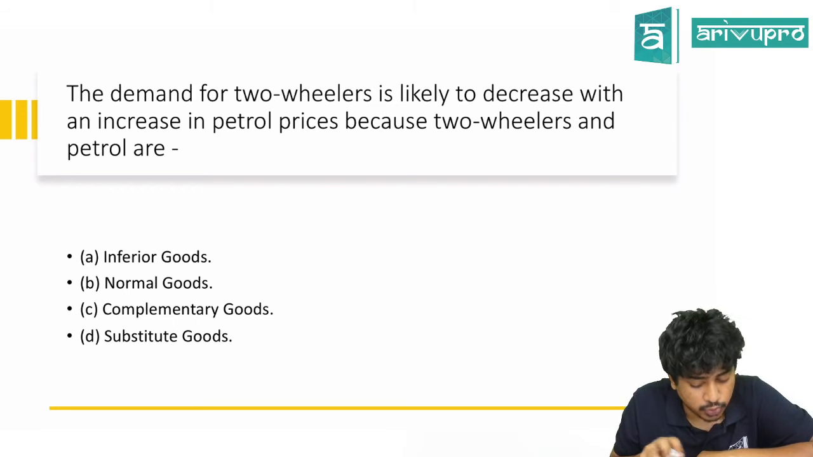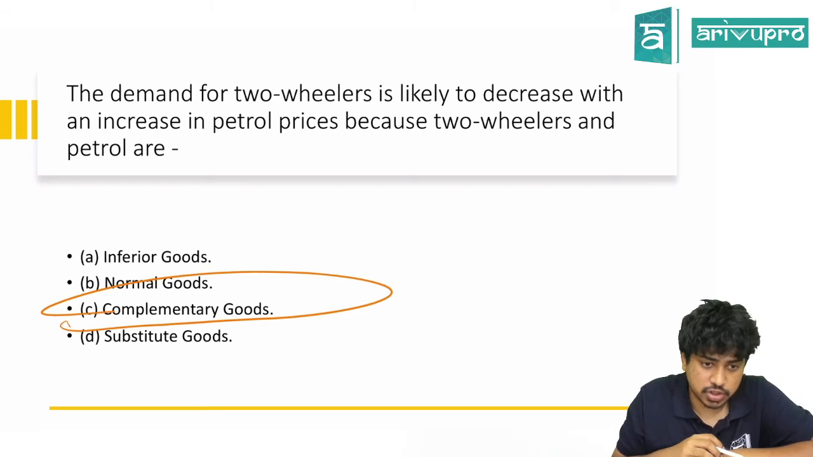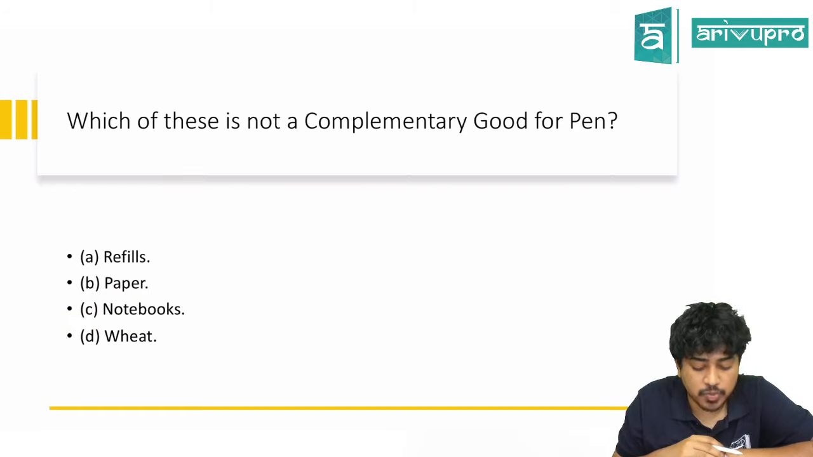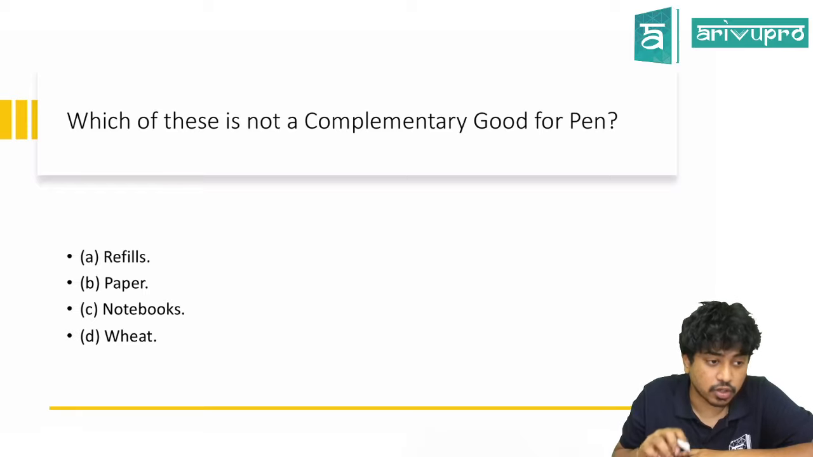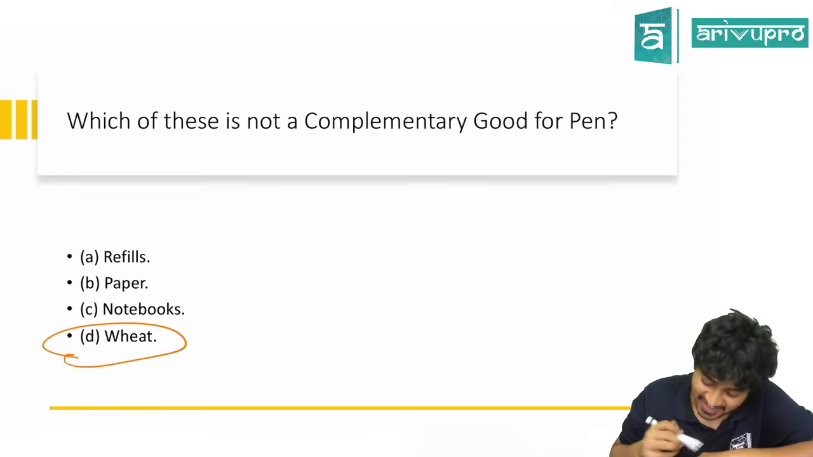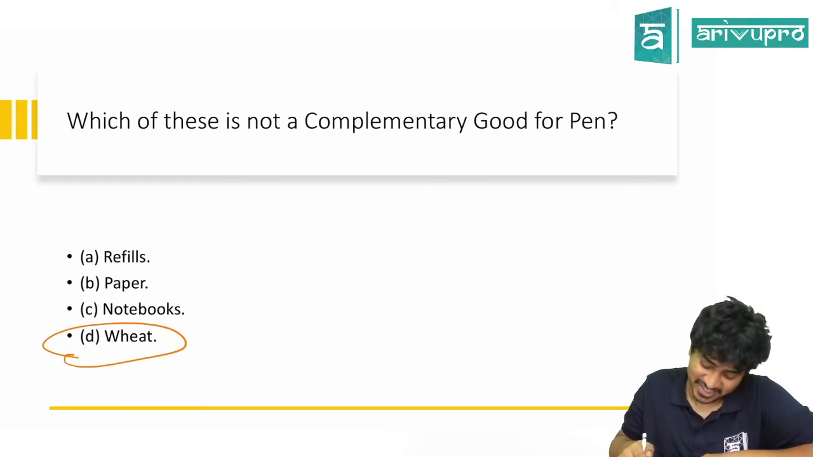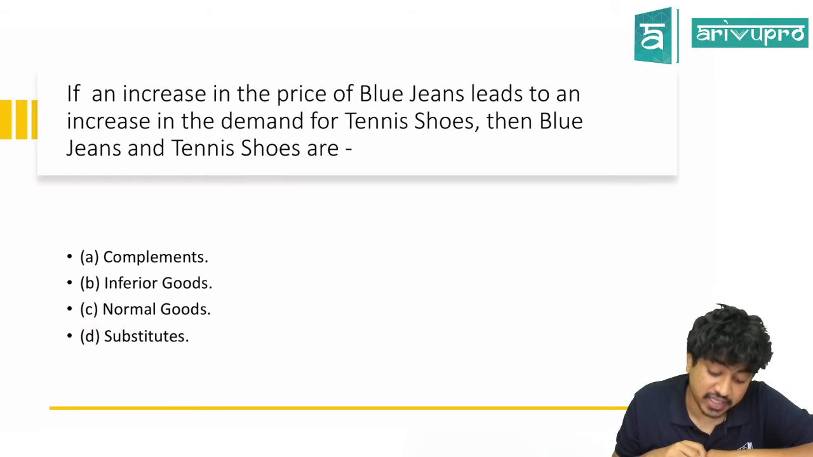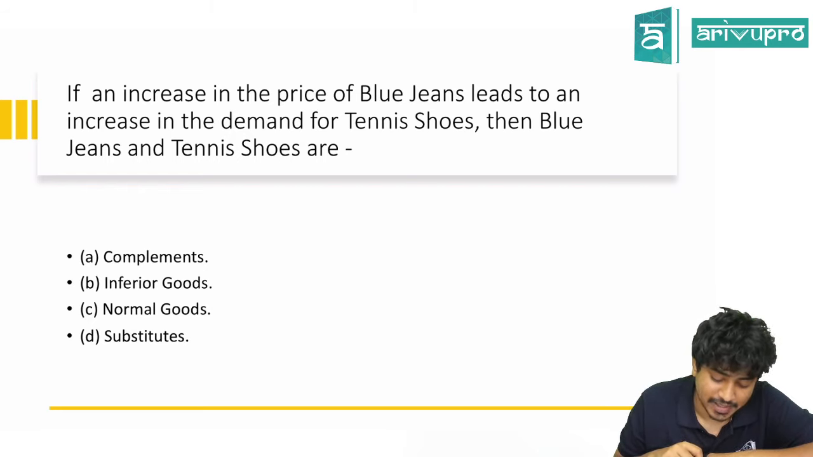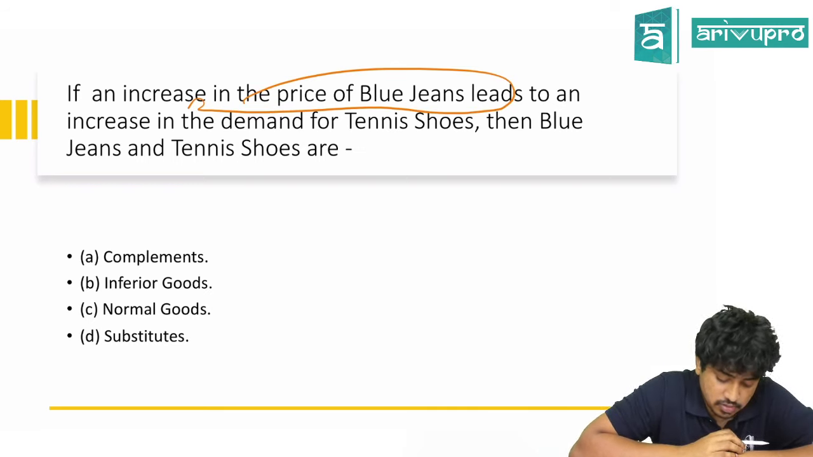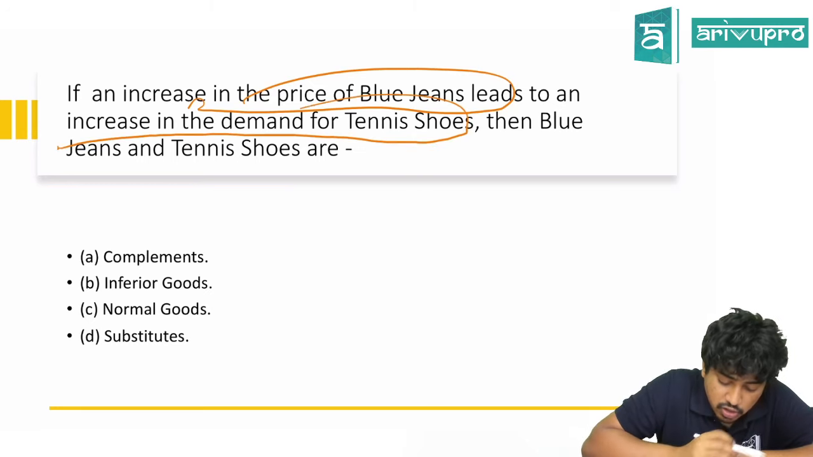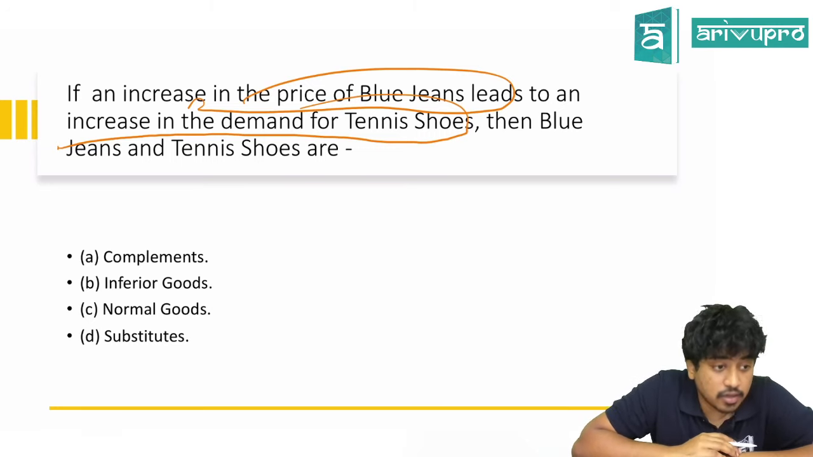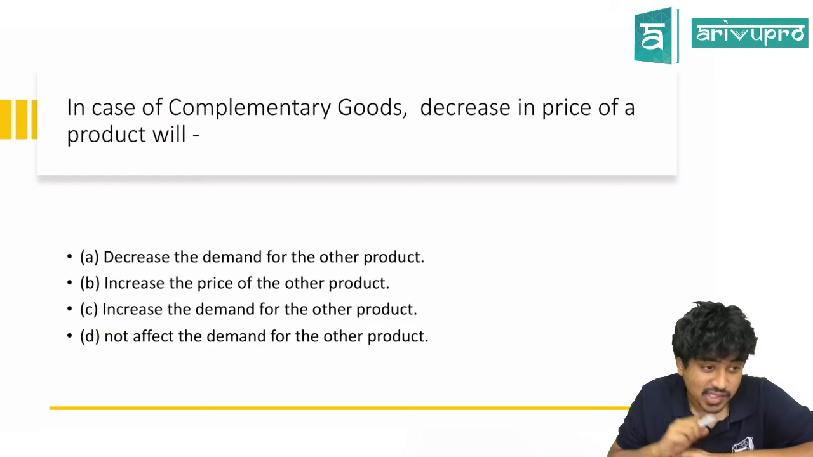The demand for two-wheelers is likely to decrease with an increase in petrol prices, because two-wheelers and petrol are complementary goods, right? Which of these is not a complementary good for pen? Wheat is not a complementary good. One student said, sir, wheat and rice are complementary, used together. If an increase in the price of blue jeans leads to an increase in demand for tennis shoes, then blue jeans and tennis shoes are substitutes. Okay. If I ask you once, you are getting nervous.